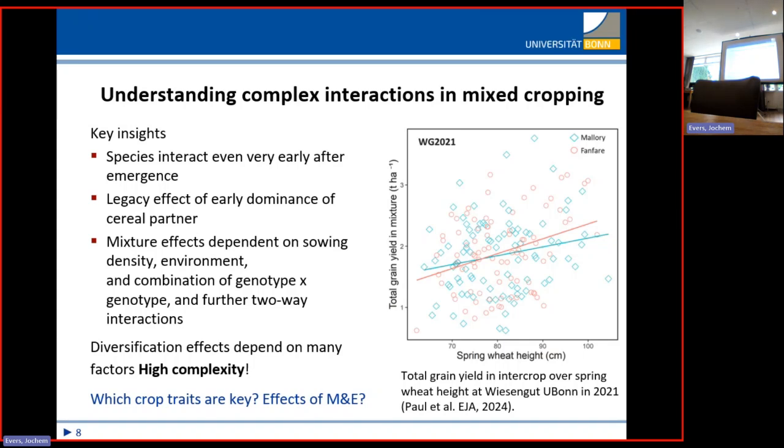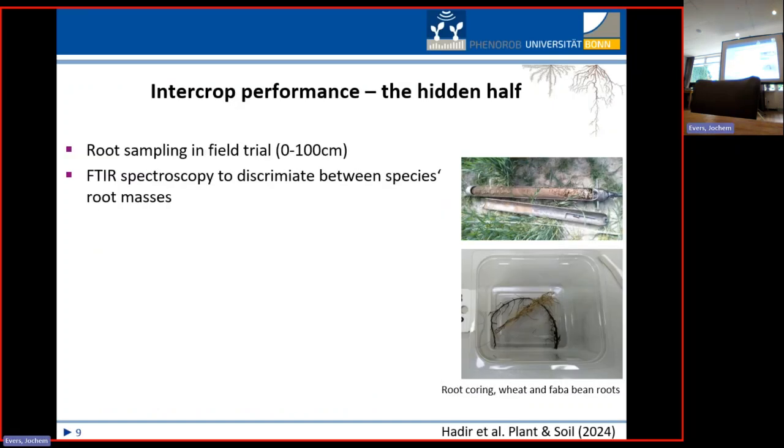So what is left over is the key question: what is the crop trait that is most relevant, or which crop traits are most relevant, which drove the performance in different environments? Because in one environment, maybe this cultivar performed well, but in the other environment, it did not. And what are the effects of management and environment?